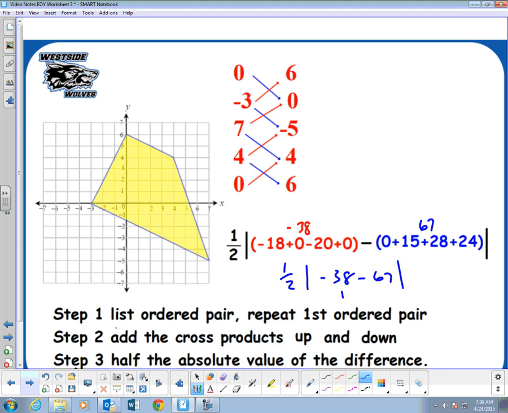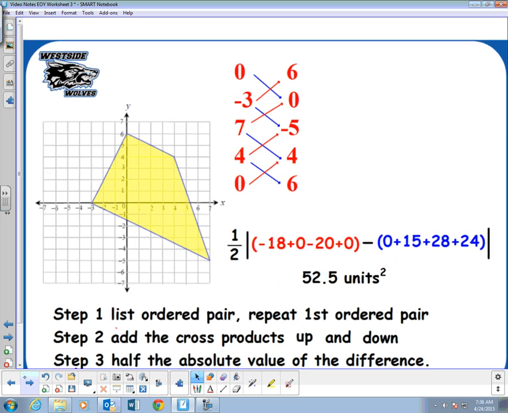That's 105. So 1/2 of the absolute value of 105, which then gives me 52.5 units. And that is the exact area of that figure on that coordinate plane. And there you have it. So this is the surveyor's method.